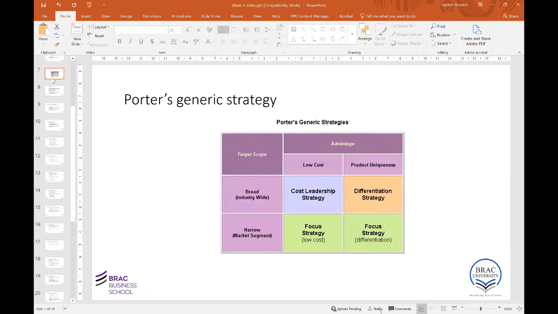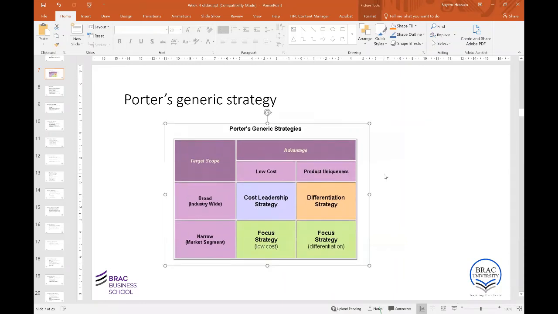Let me just take you to this matrix now. Let's understand this matrix. In this matrix, as you can see, the cost leadership strategy and differentiation strategy are broad and industry-wide. Differentiation strategy obviously comes with some product uniqueness, and cost leadership strategy obviously with low cost. This is the industry-wide perspective, but sometimes you can narrow your scope and have some focus strategy.